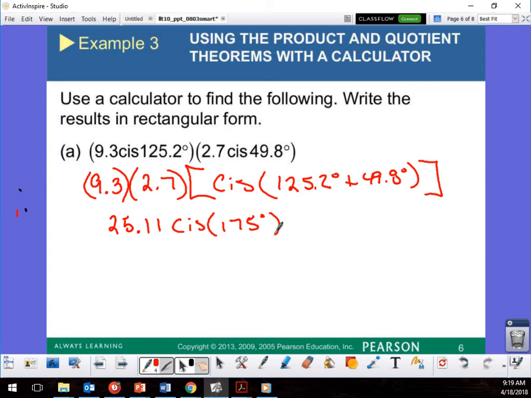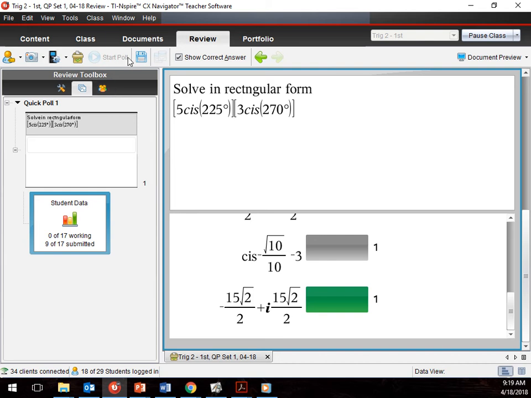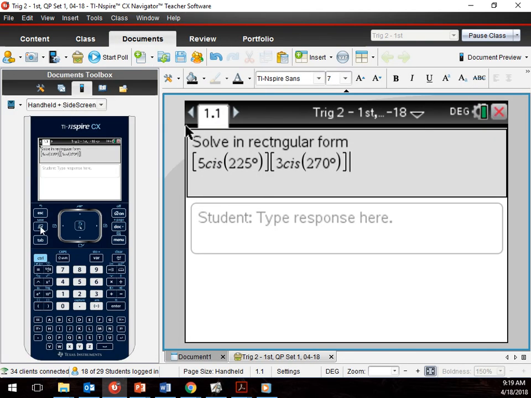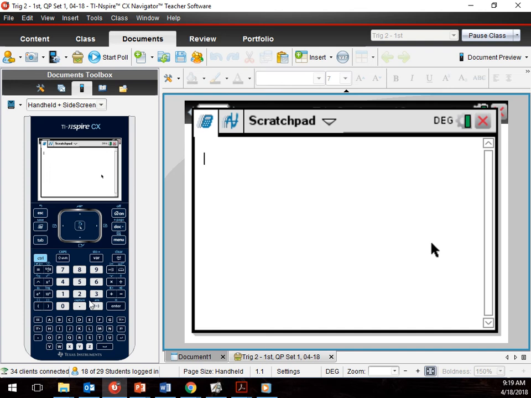So is 175 on my unit circle? No, it's not, right? Okay, so this is going to give me approximations. Now, if you guys remember, from my calculator, I have to look at my mode, right? What mode does this have to be? Rectangular. Yes, rectangular. So everyone should be in rectangular already because I did that before class. So let's take a look. I'm going to go document. Yeah, I'm in rectangular. Scratch pad. Degrees is fine. We're all in degrees.